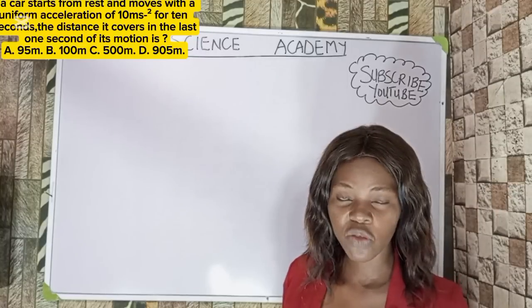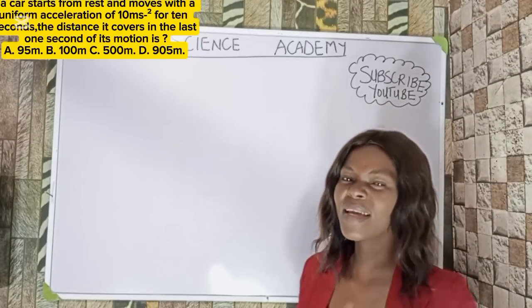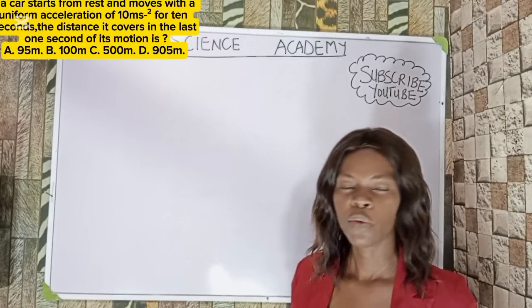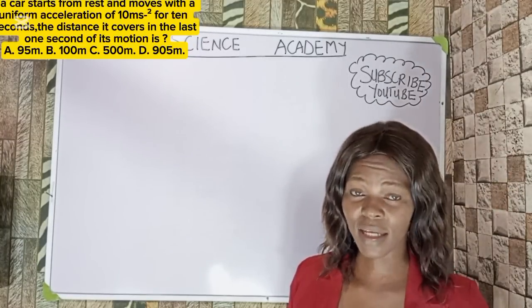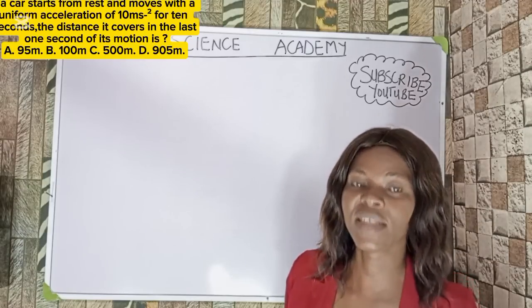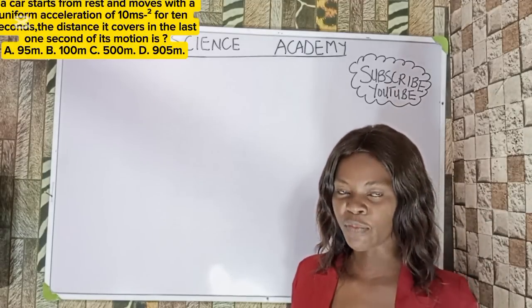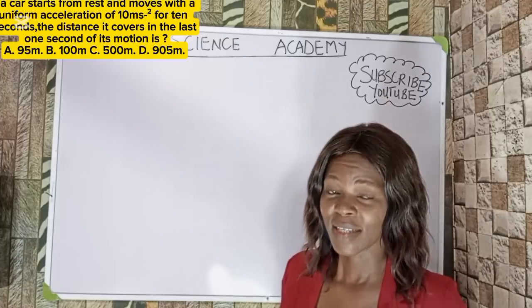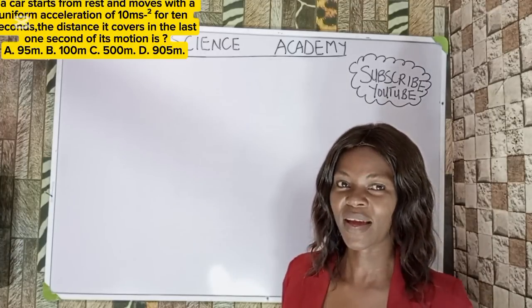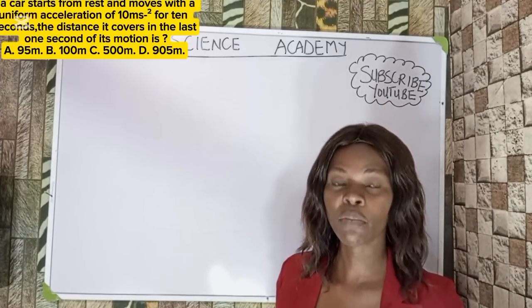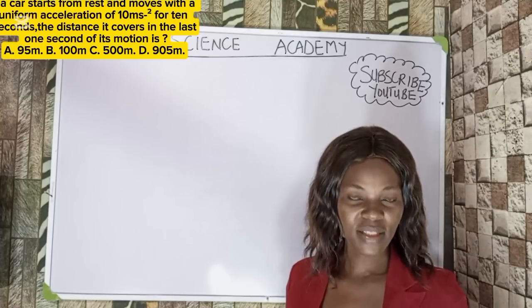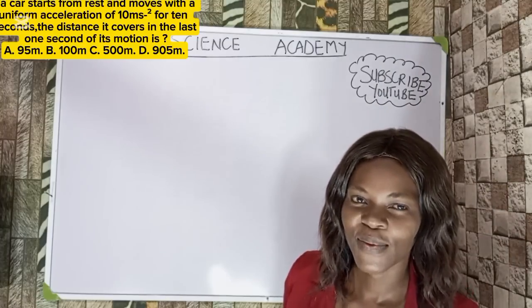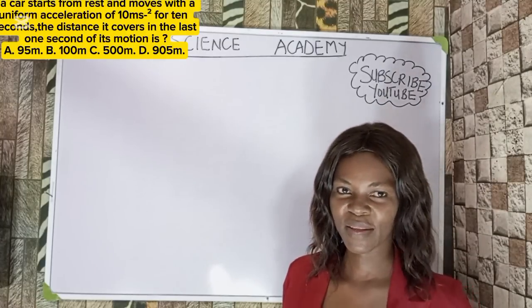In solving this question, you must note that once a body starts from rest, whether a car or anything that starts from rest, that means it was resting before it started making movement. So at that point that it was at rest, we assume that it was not moving. So its initial velocity becomes what? 0. Okay, so let us take the parameters we have.